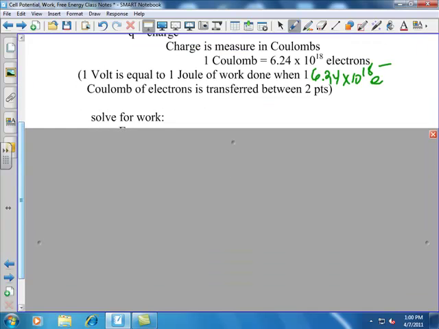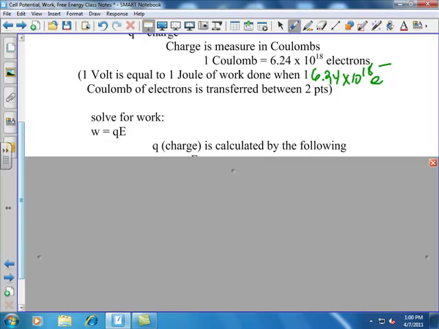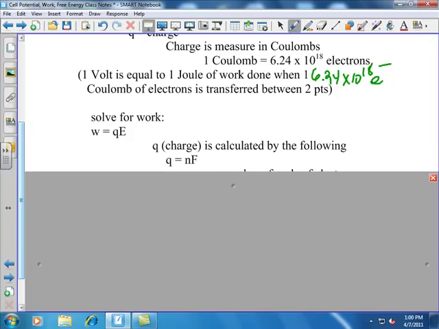So now we're going to take this equation that we had earlier and solve it for work. Multiplying both sides by Q gives you an equation for work. Work equals charge times E, so W equals QE. And what's E? EMF, or voltage. So now, how do you find out how much charge you have? Charge is calculated the following way: Q, which is charge, equals nF.